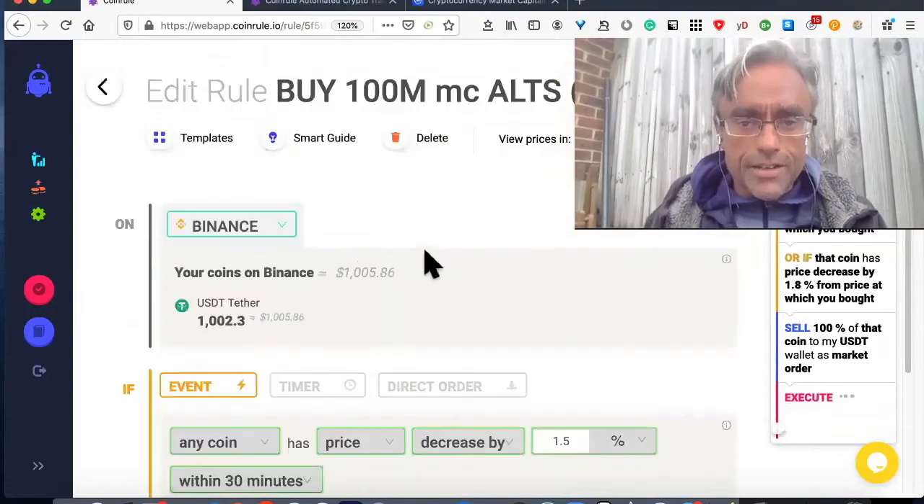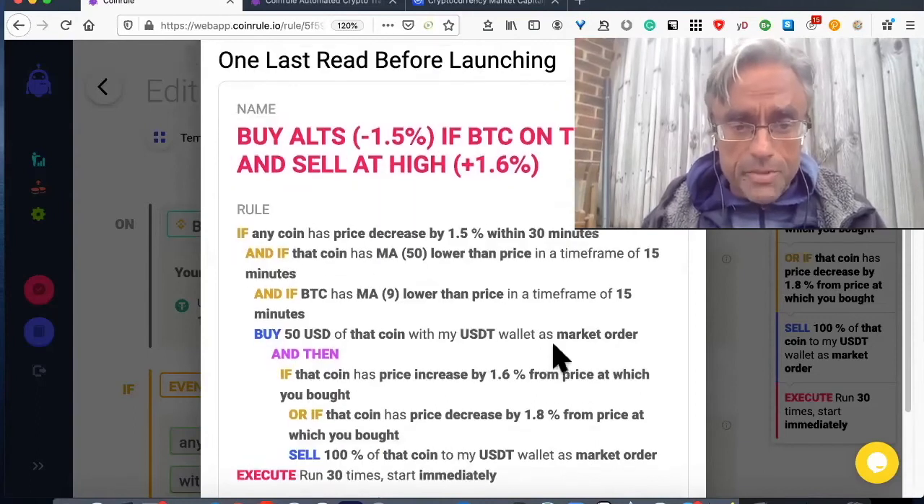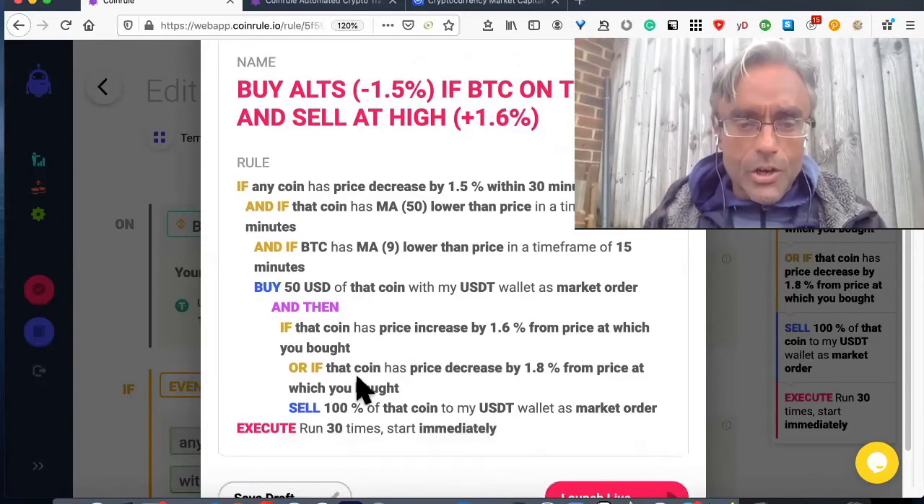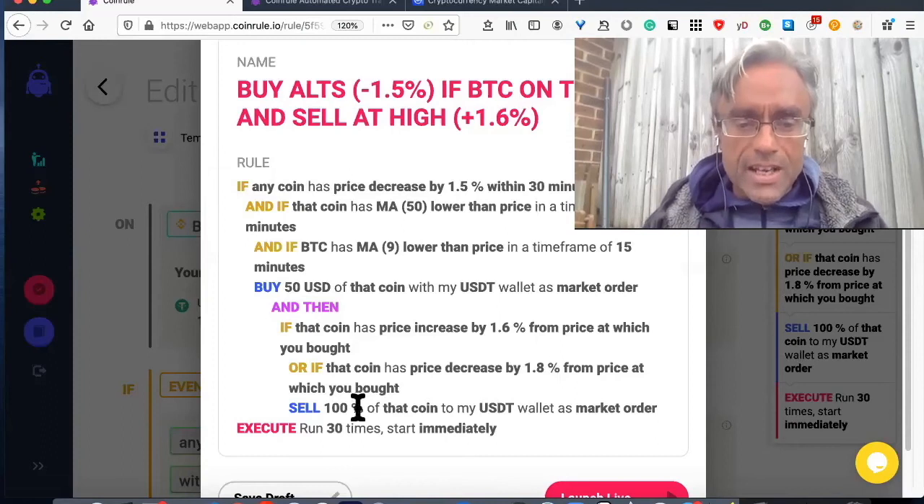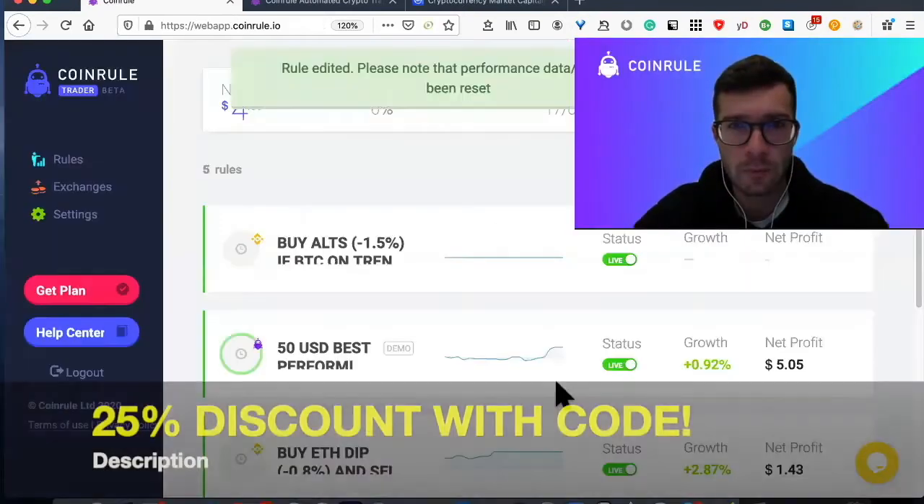Good to check. If any coin's price decreased by 1.5% within 30 minutes, and if that coin has MA50 lower than price in a time frame of 15 minutes, and if BTC has MA9 lower than price in a time frame of 15 minutes, buy 50 USD of that coin with my USDT wallet as market order. And then if that coin has price increased by 1.6% from the price at which you bought, or if that coin has price decreased by 1.8% from the price at which you bought, sell 100% of that coin, run 30 times, start immediately. Let's go. Exactly. Fabulous. We shall see that.